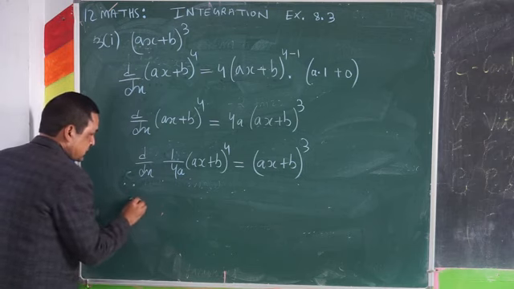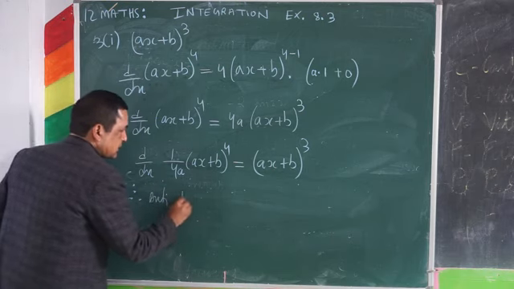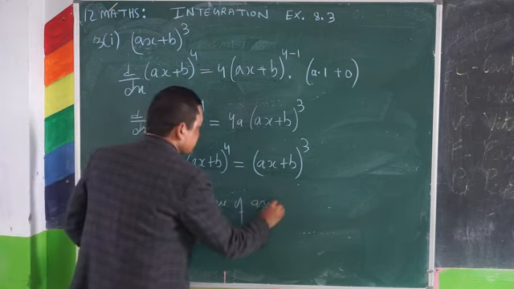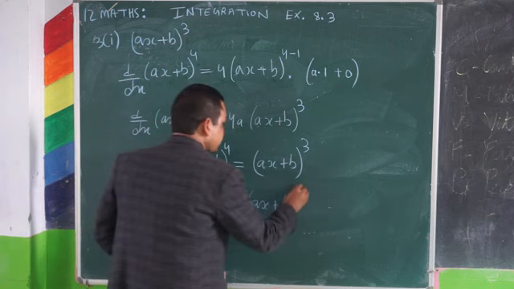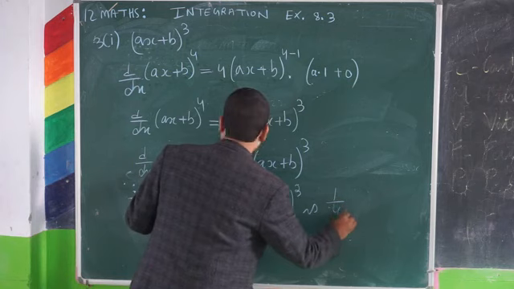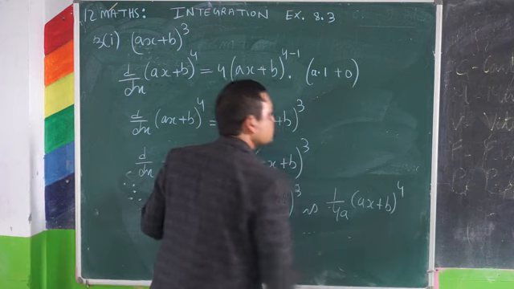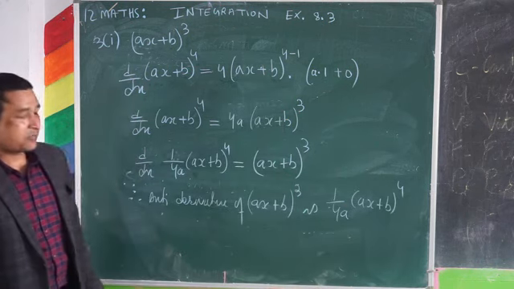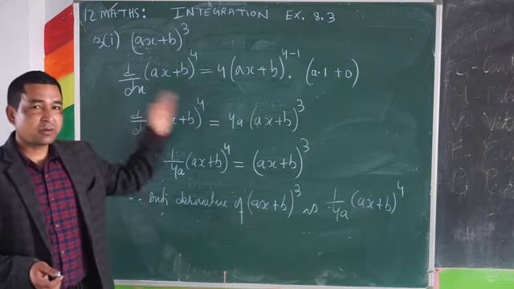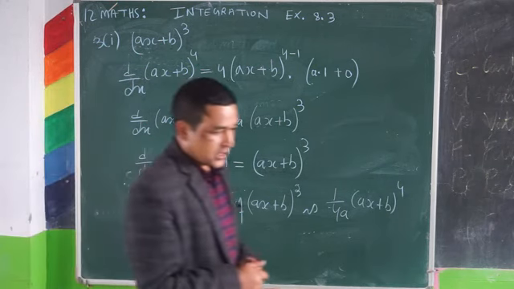Therefore, the antiderivative of ax plus b to the power 3 is how much? 1 upon 4a, ax plus b power 4. This way we have to find the question of a given answer. Antiderivative means they will provide the answer, and from this answer we have to get the question.